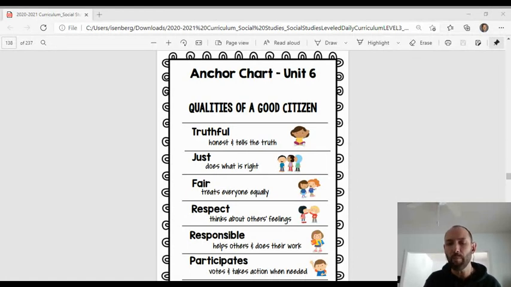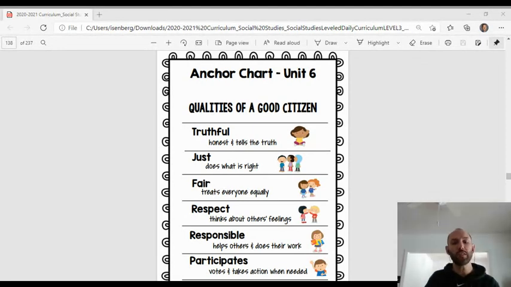So that means we think about what we're doing before we do it. The last R word there, it's almost towards the bottom, is responsible. You want to help others and you want to make sure that you're doing your job and you're doing it the right way. And then lastly, we have participates. So when you participate, you take action when it's needed. For example, someone's asking you a question. If you give an answer, that's participating.